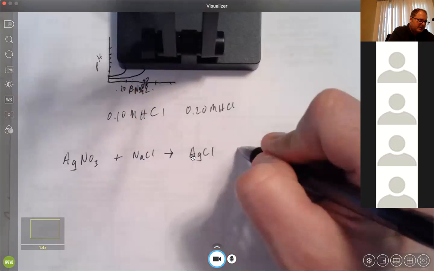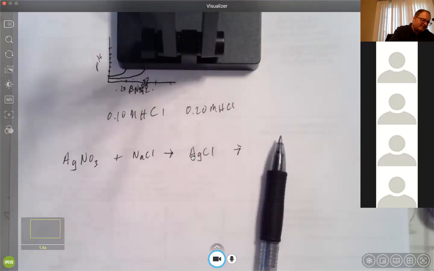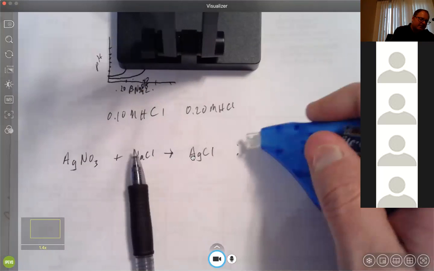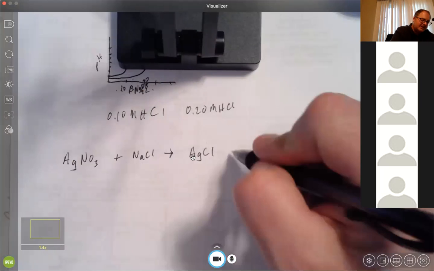So this is a simple net. What did I put an arrow there for? I am so low on whiteout. I'm gonna have to make too many mistakes.